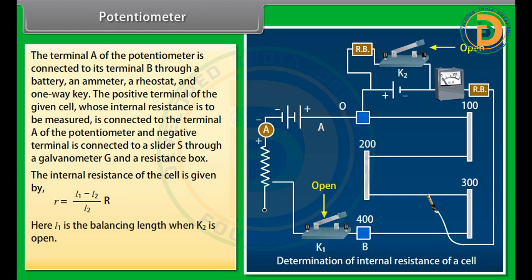Here, L1 is the balancing length when K2 is open. L2 is the balancing length when K1 is open.